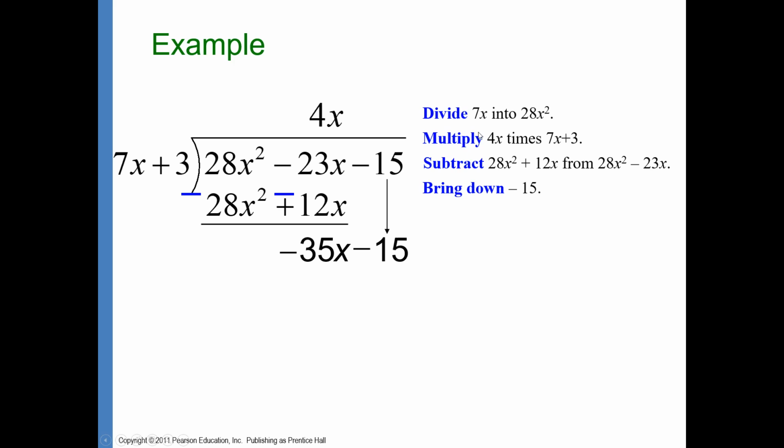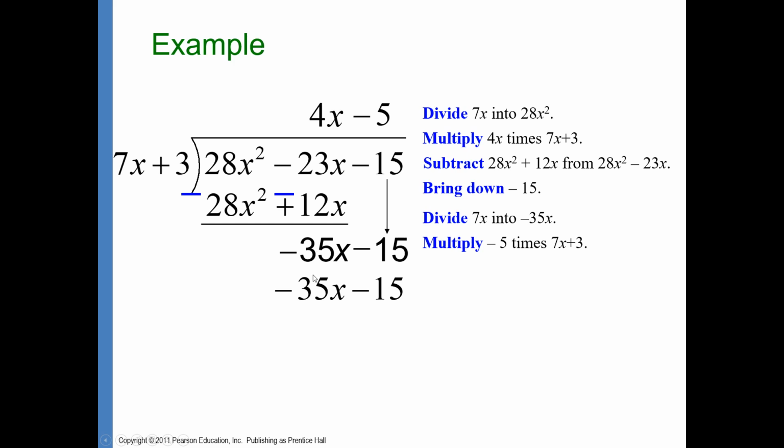So now what do you think we do instead? How many times does 7x, the leading term outside, divide into our new leading term inside? Negative 5. The answer is negative 5. We got a new term on top, so what do we do? We multiply by the outside polynomial. We distribute. Negative 5 times 7x is negative 35x, which we knew it had to be, right? Because it's got to be the same thing that we had here, because they have to cancel. And then negative 5 times 3 gives me negative 15.